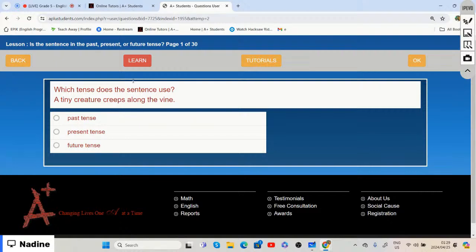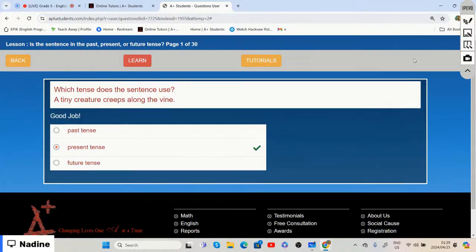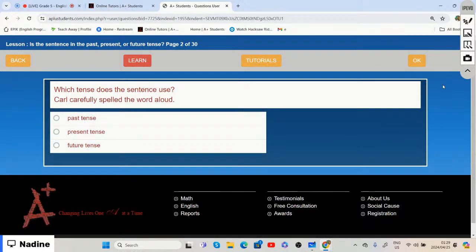All right, and if we choose the correct tense, we will say it is the present tense. So well done. Present tense, number 2, is correct. Carl carefully spelled the word aloud. Is this past tense, present tense, or future tense?